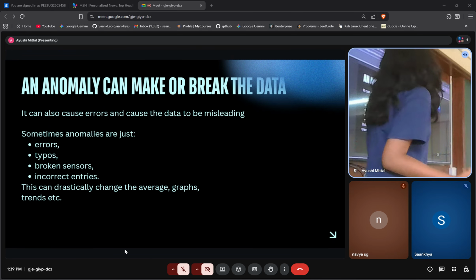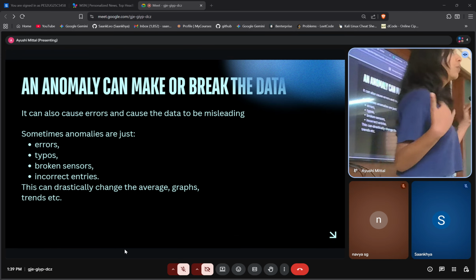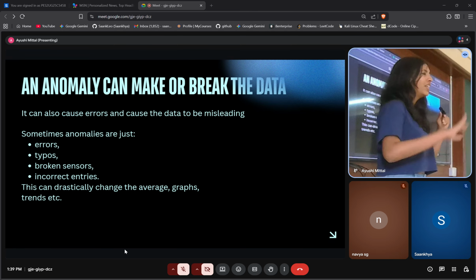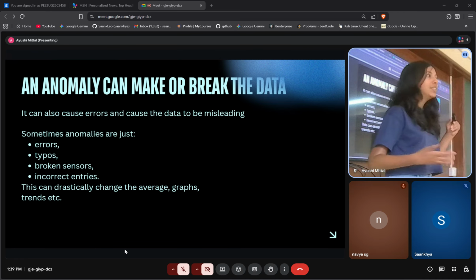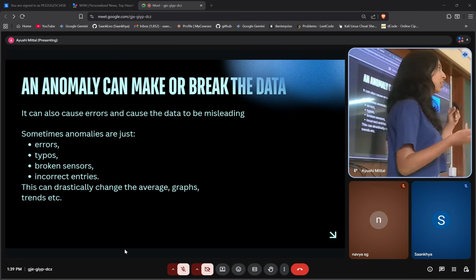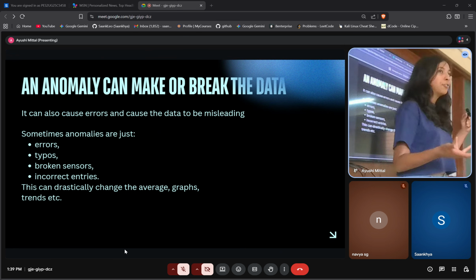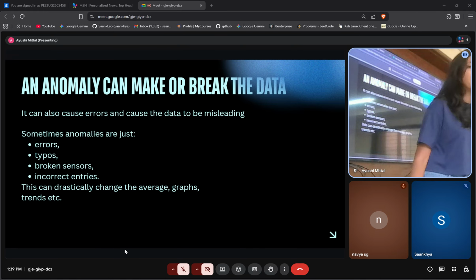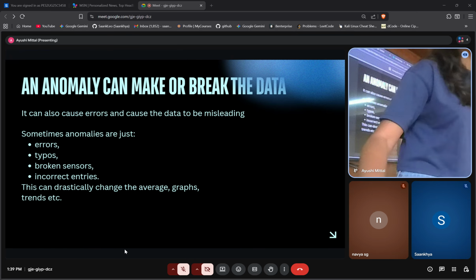Sometimes anomalies are just errors, glitches, or broken sensors, and this can totally break your data if you're further operating on your data. For example, I have a very simple data of 3 numbers, which is 1, 2, 3. But if you add another number, let's say 100, and this is an anomaly, and you accidentally add it to your data set, then your graph and everything will completely change. So an anomaly can really affect your data. That's why when we clean the data, we usually remove outliers.